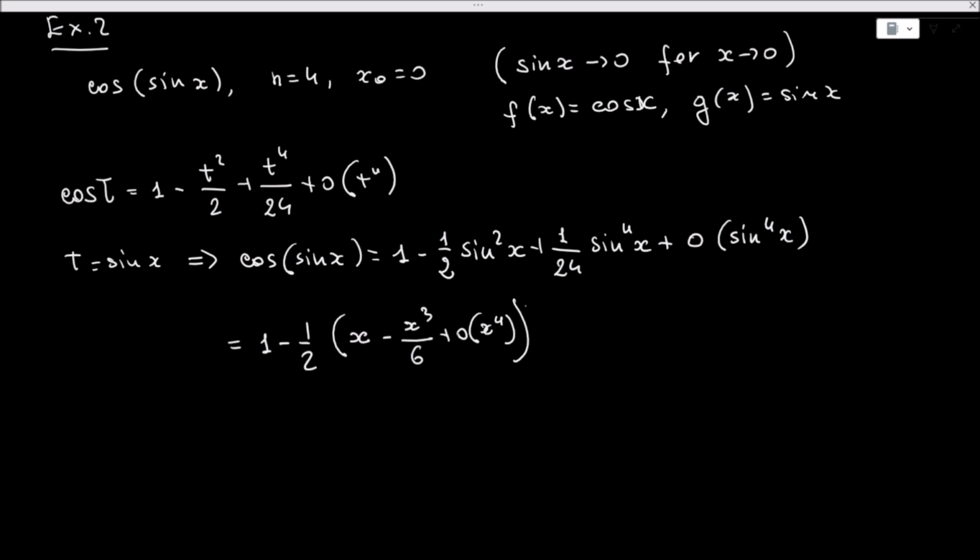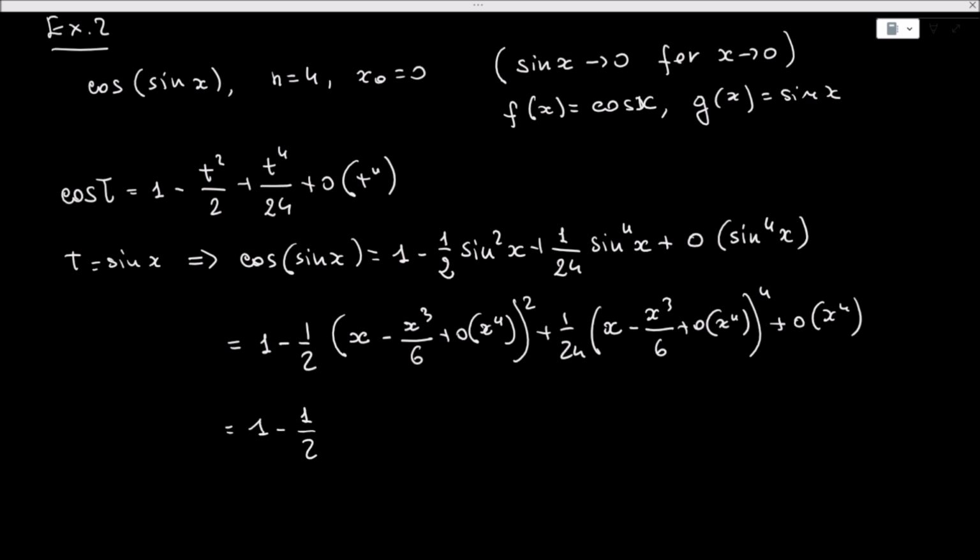This needs to be raised to the square, and then we have plus 1 over 24, and again we expand the sine into x minus x to the cube divided by 6 plus little o of x to the 4th, all raised to the 4th power now. And we already proved that little o of sine to the 4th of x is little o of x to the 4th. So we have at this point 1 minus 1/2.